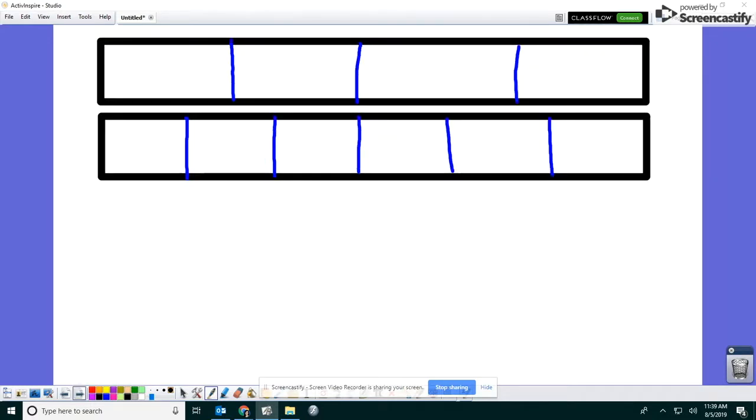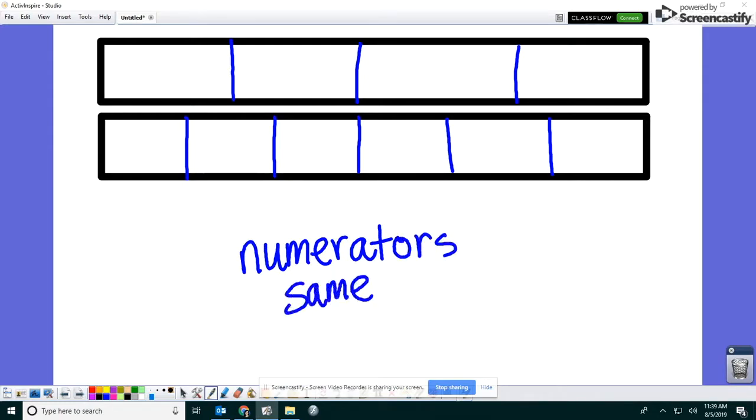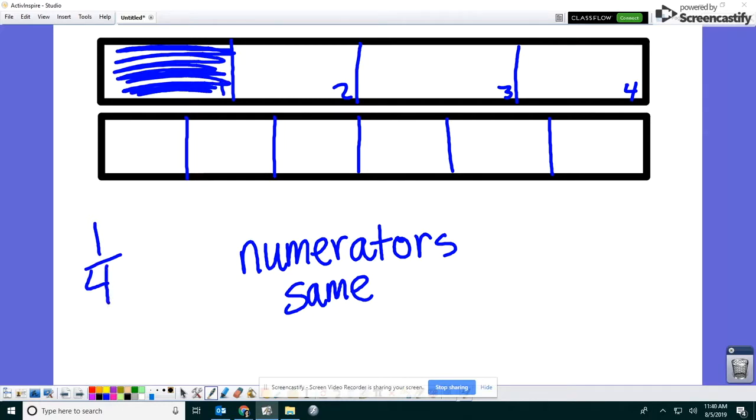Our second strategy is if our numerators are the same. So in this case, you have to think about the size of the pieces. Remember, if your denominator is a small number, like 4, the pieces are pretty big. If I have 1/4, those pieces are pretty big. That's 1/4, a quarter of your whole.